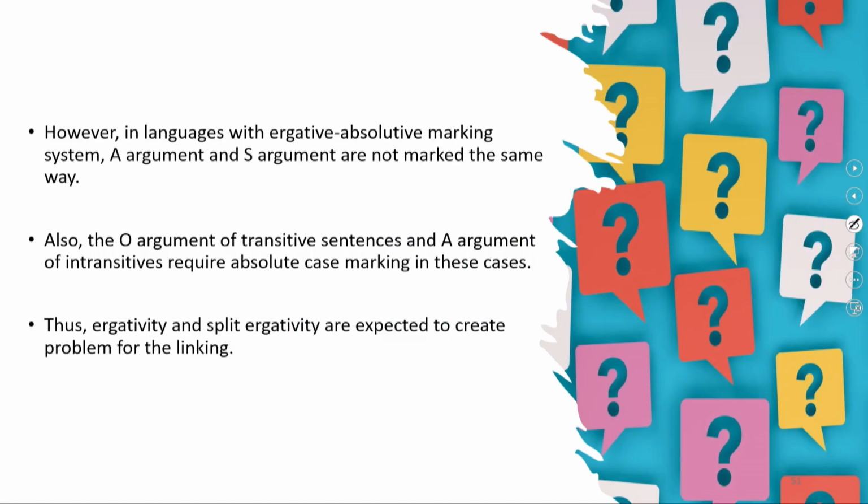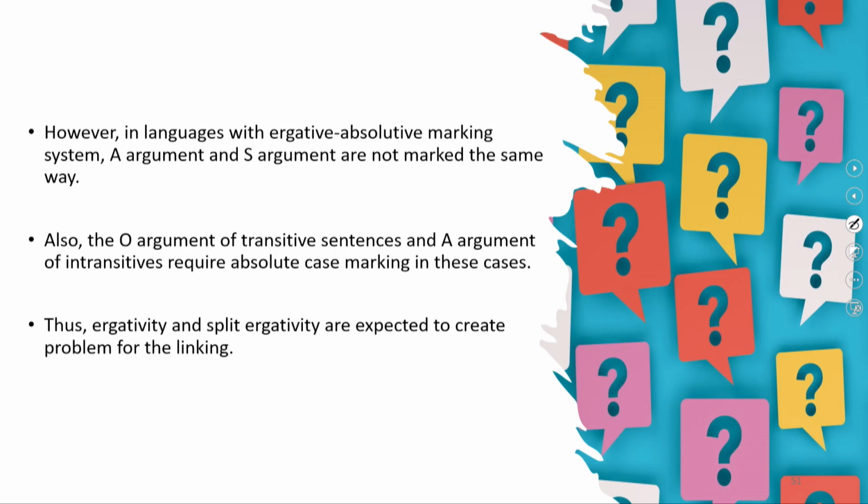However, not all languages have this kind of structure. There are languages which have an ergative absolutive marking system. In these languages, the A argument and the S argument are not marked the same way. The A argument is the subject in a transitive construction, and the S argument is the subject in an intransitive context. Also, the O argument in transitive sentences and the S argument of intransitive sentences require absolutive case marking in these languages.